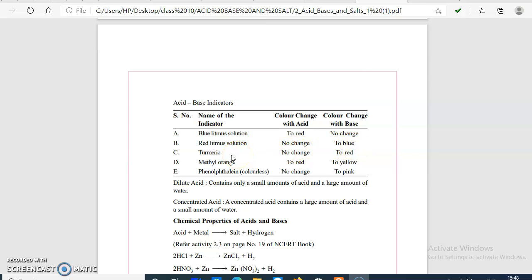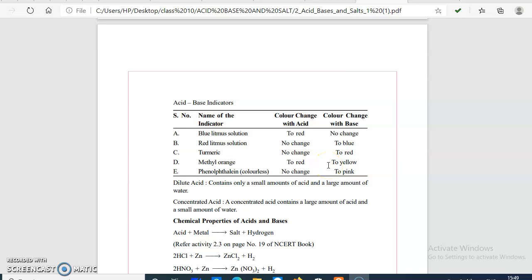Now turmeric. Turmeric is haldi, what you are using in your house. You have seen when some cloth has a stain of yellow color haldi and you rub it with soap, that is base, so it turns to red. So when there is an application of base on turmeric, it turns to red, and in acid there is no change. Same for methyl orange, it turns to red in acid, and in basic solution it turns to yellow.